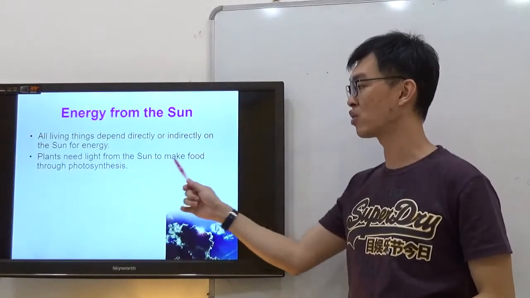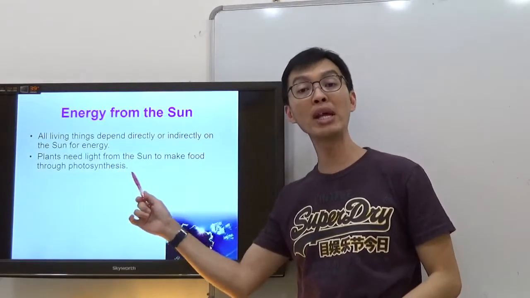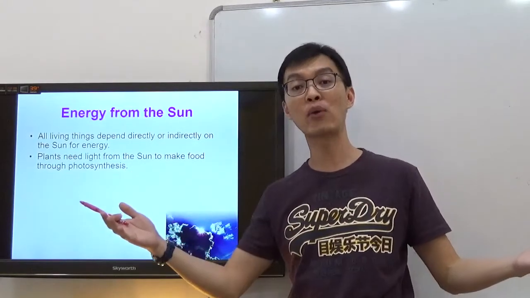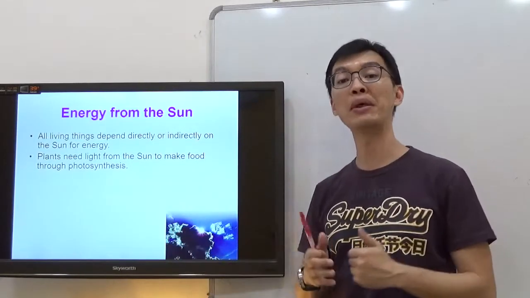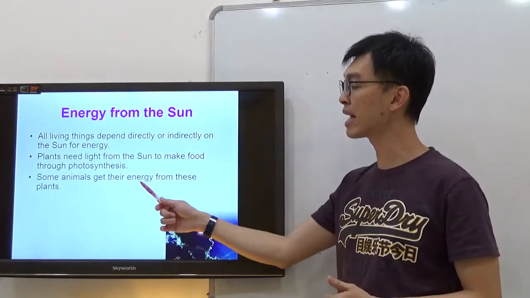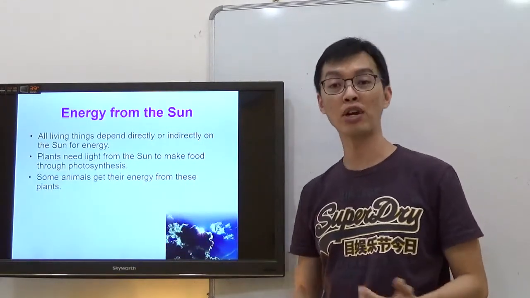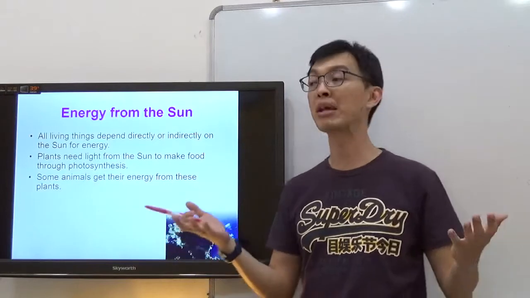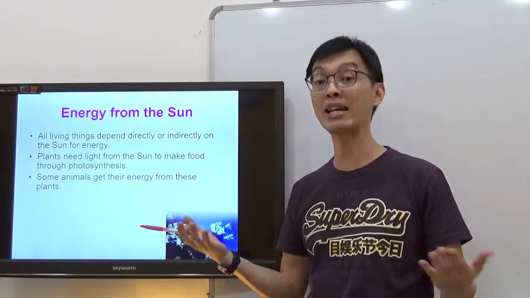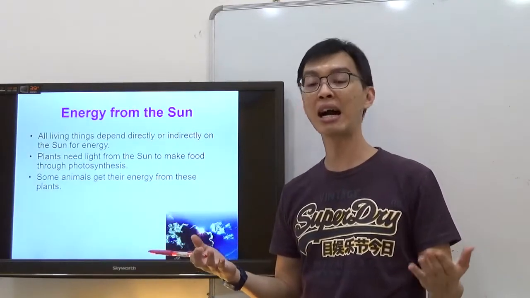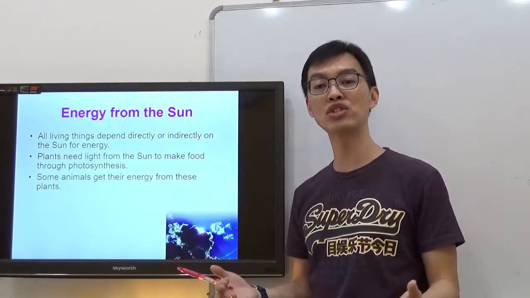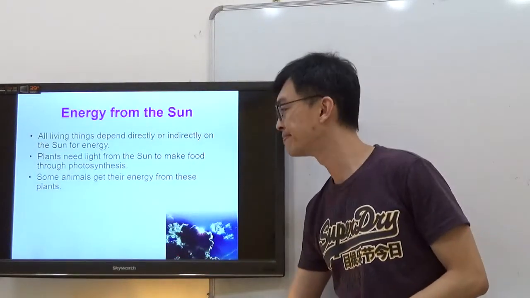Plants need light from the sun to make food through photosynthesis. We learned this during photosynthesis topic. So remember, recall your equation for photosynthesis where we learned back in January. Some animals get their energy from these plants. For example, if we are talking about chicken, chicken gets their food from, for example, rice grains. Rice grain come from plant parts. So obviously, chicken gets its energy from the plants.